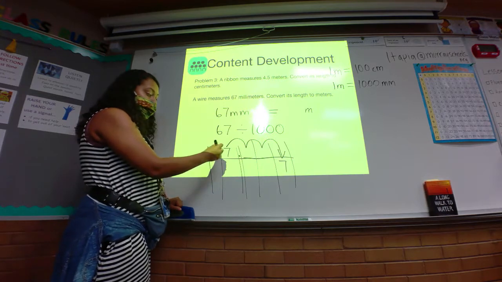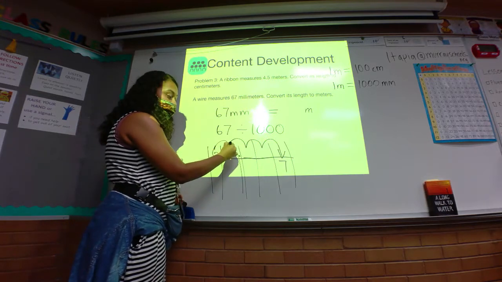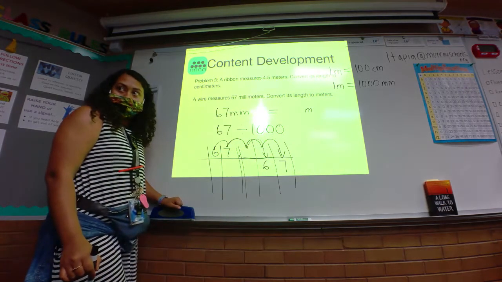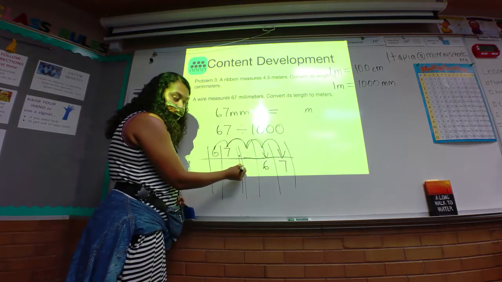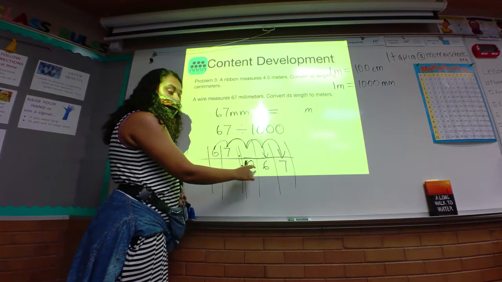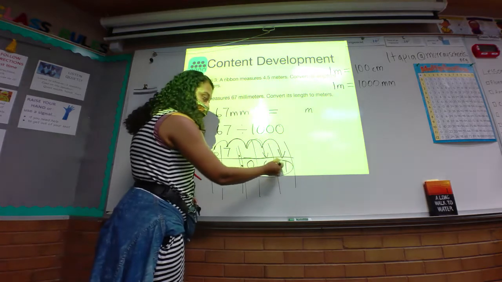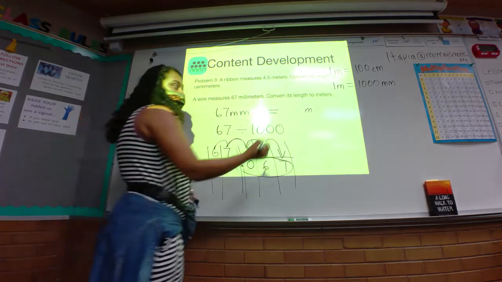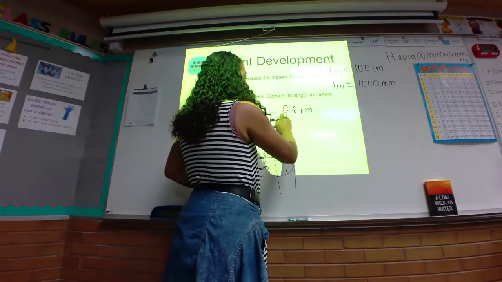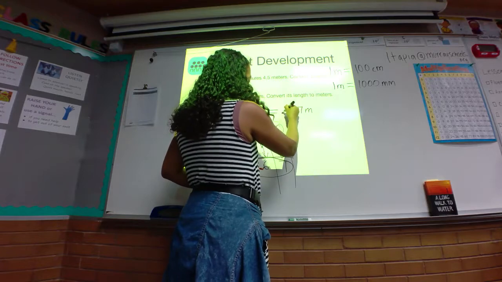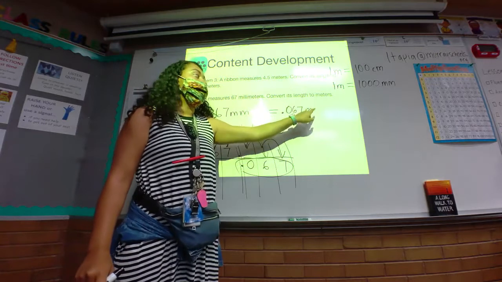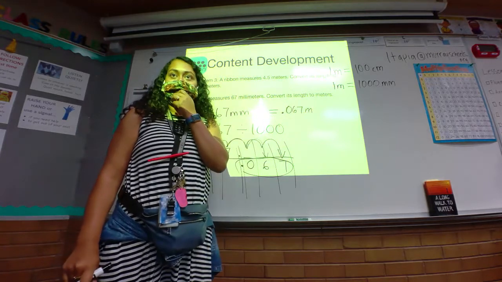Okay, now the next one. 6, 3 jumps. Ready? 1, 2, 3. Drop it down right here. Okay, so our decimal would go right here, which means we have an empty space. 0 for our placeholder. So what do we have? 0.067. Whoops. See, even I make mistakes. There we go. So we have 0.067 meter. Okay.